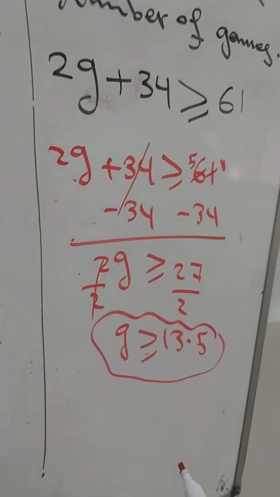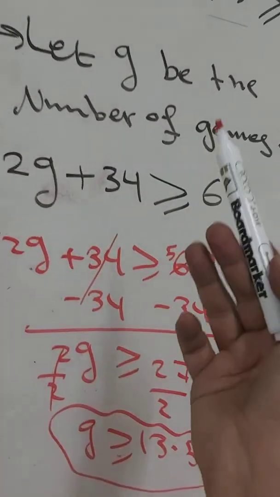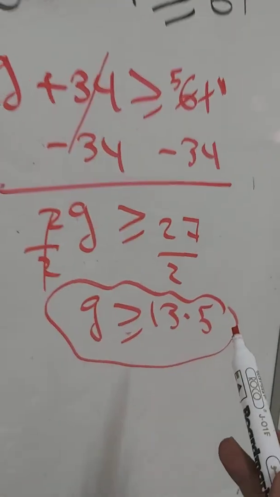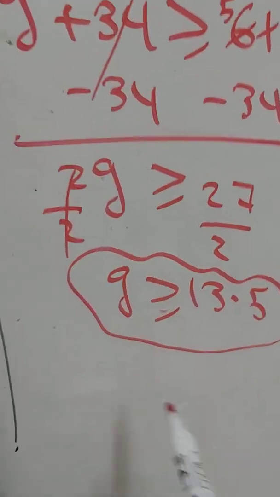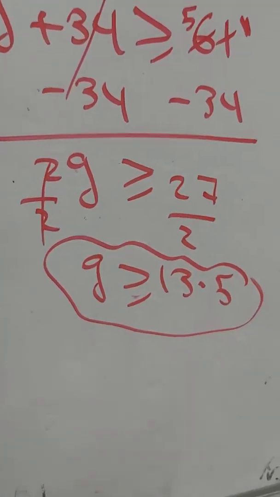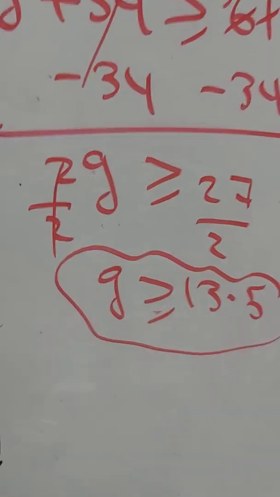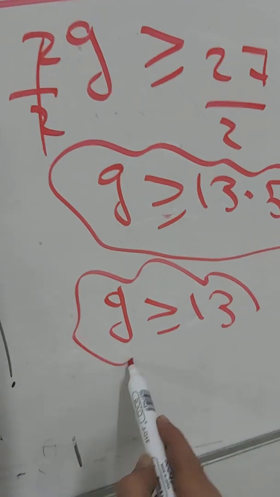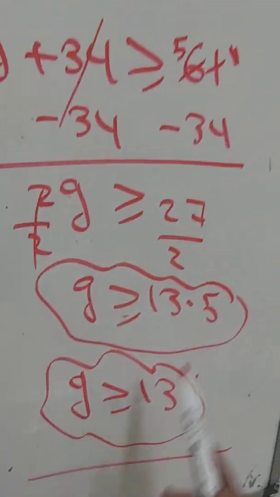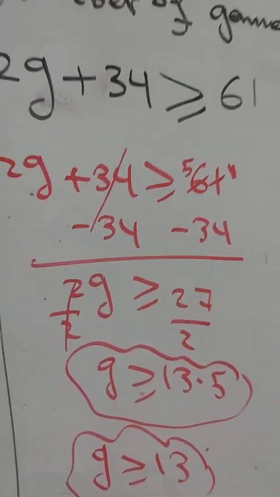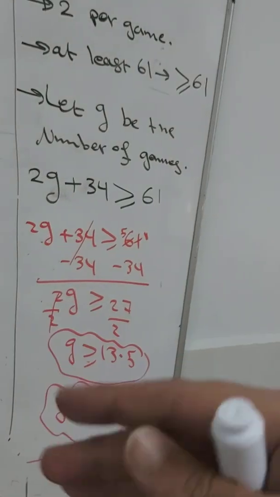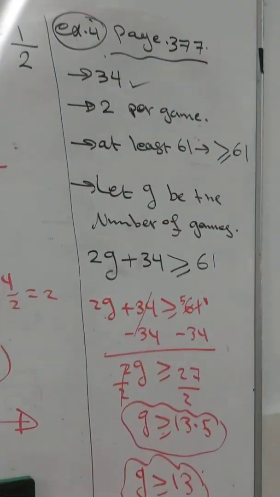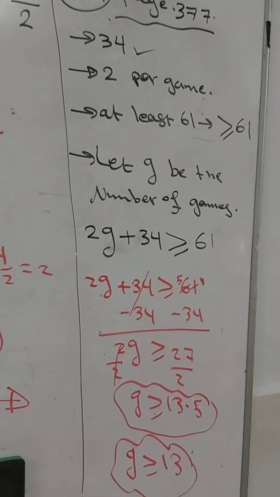Now we cannot say 13.5 goals or strikes. It won't make sense, like when we say 3.5 people, we cannot say that. So here I will get rid of the .5. It will be G more than or equal to 13, approximated answer, because we cannot divide the goal into parts. This is example 4 on page 377.